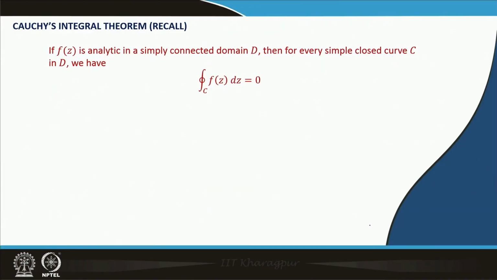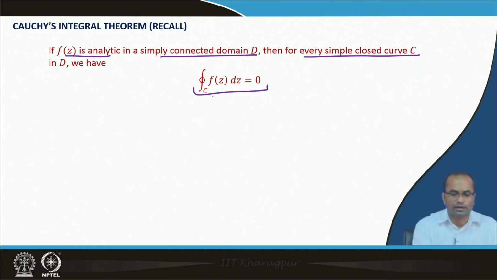So, just to recall, in the last lecture we went through the Cauchy integral theorem, which says that if f(z) is analytic in a simply connected domain D, then for every simple closed curve C in D, the closed integral of this analytic function over a closed path is 0. So, that was the Cauchy integral theorem, and we went through several examples or applications based on this theorem for the evaluation of complex line integrals.